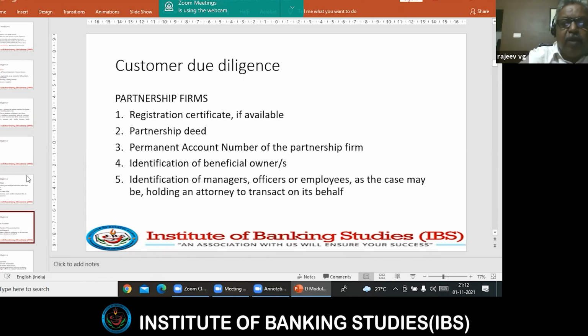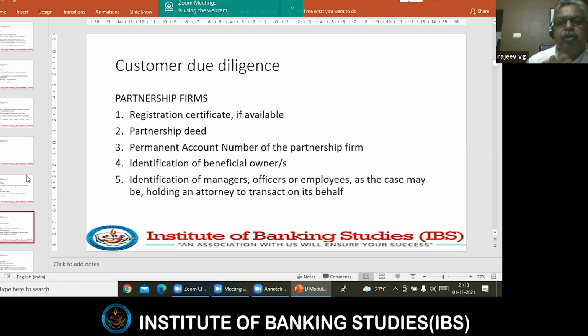We will see, because all the beneficial owner, I have put in one slide. Then identification of managers, officers or employees, as the case may be, holding an attorney to transact on its behalf. If the partnership firm authorizes a manager, an officer or an employee to transact certain accounts with the bank, they have to issue a power of attorney.